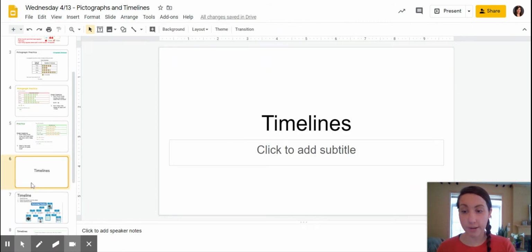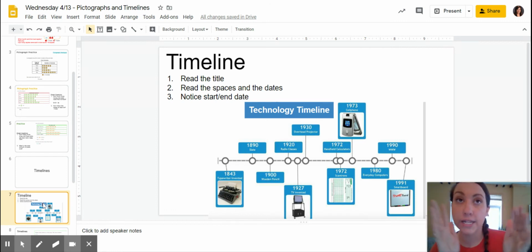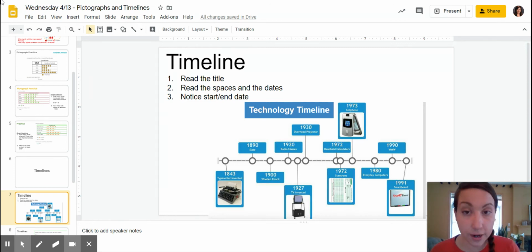Great, let's talk about timelines really quick. First off, a timeline is showing data over an amount of time. It could be hours, it could be minutes, it could be years, it could be months. A timeline shows the amount of time and the order things happened. When you come to a timeline, first start by reading the title. Technology timeline. Must be a timeline of technology. Read the spaces and the dates. So it looks like it's going by years. Notice where it starts and where it ends.